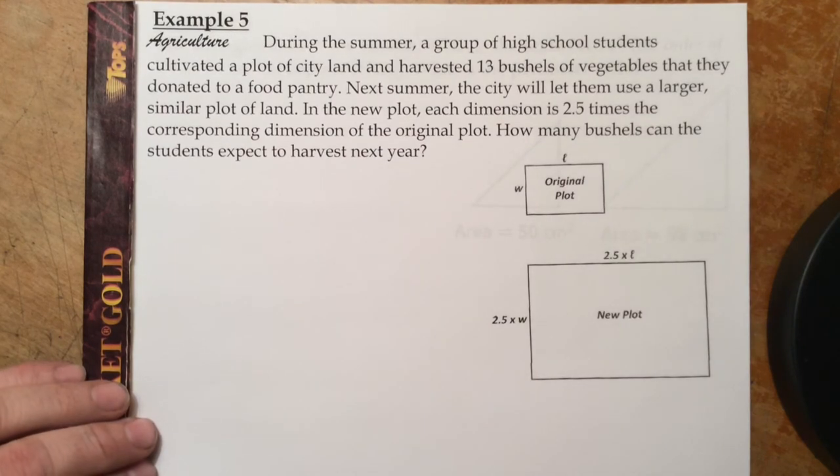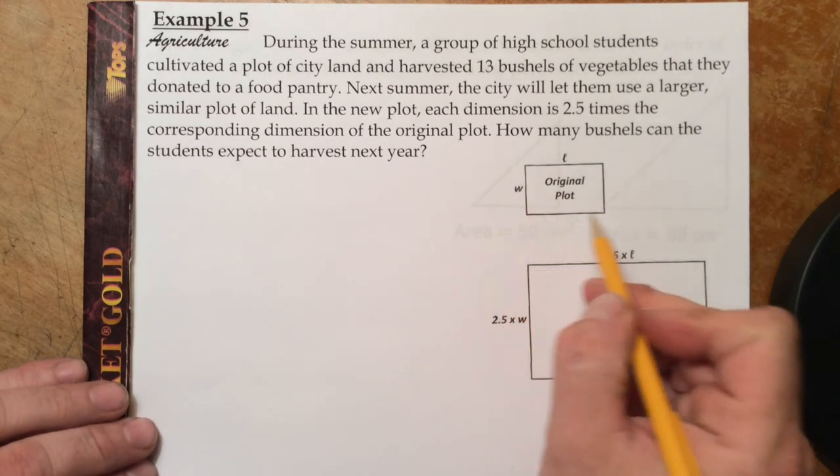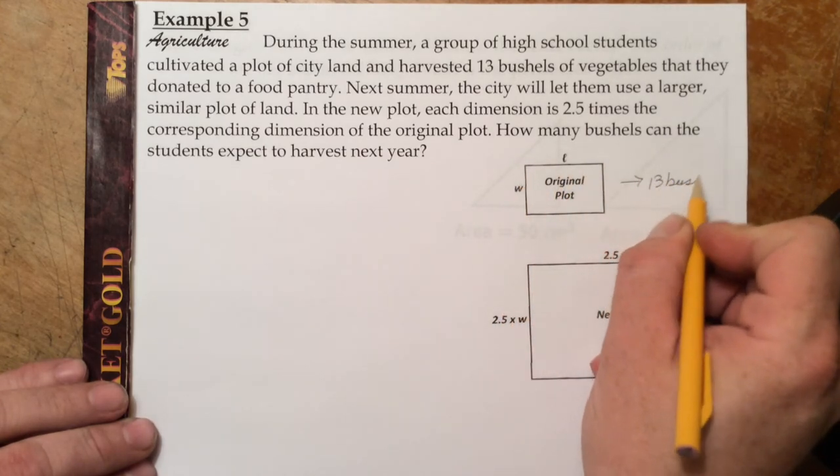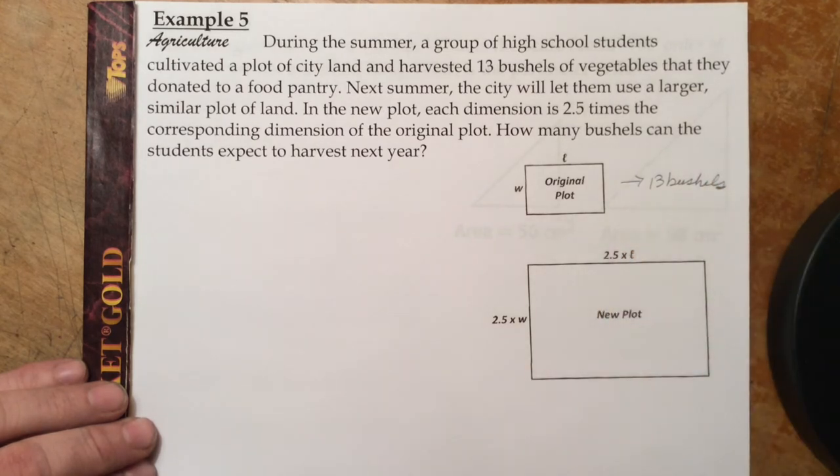Example 5. Agriculture. During the summer, a group of high school students cultivated a plot of city land and harvested 13 bushels of vegetables that they donated to a food pantry. Next summer, the city will let them use a larger, similar plot of land. So here's our original plot that they got 13 bushels out of. And next summer, the city is going to let them use a similar, larger plot right here. In the new plot, each dimension is 2.5 times its corresponding dimension of the original plot.